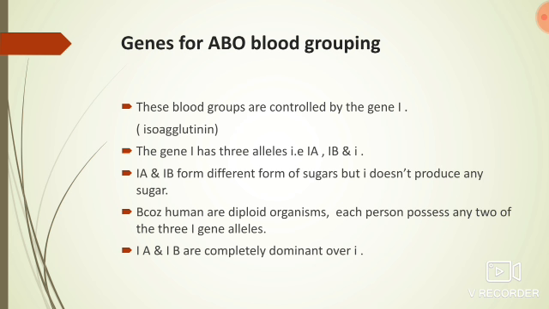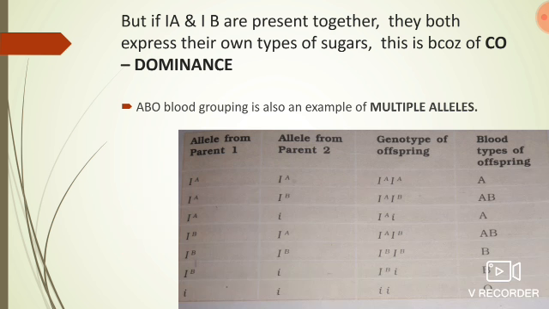Because humans are diploid organisms, each person possesses any two of the three I gene alleles. IA and IB are completely dominant over small i. But if IA and IB are present together, they both express their own type of sugar. This is because of codominance.